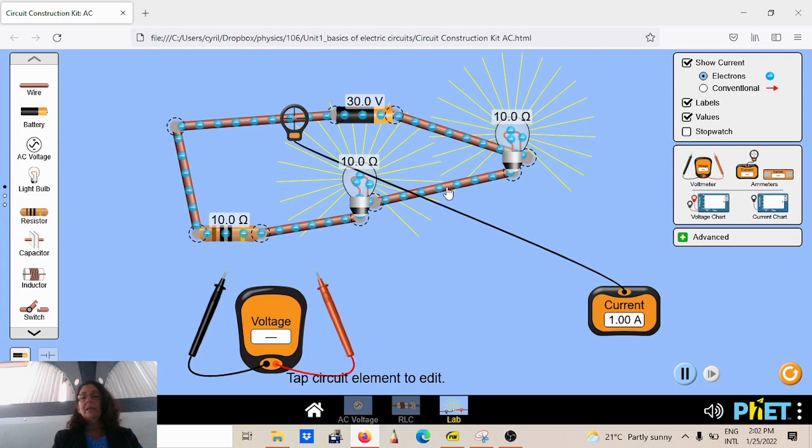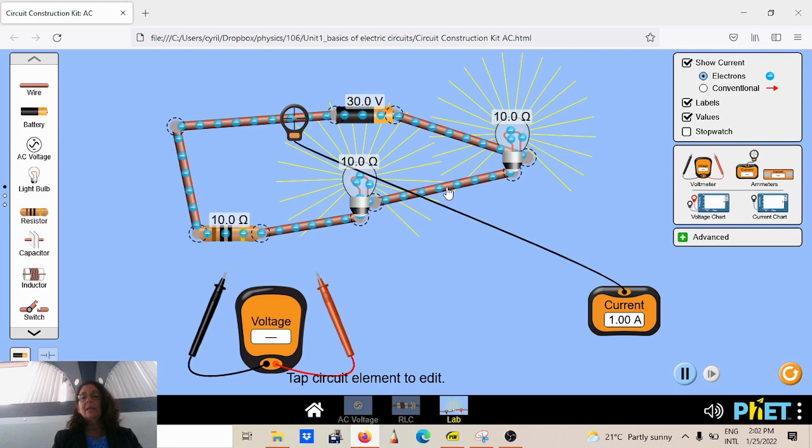I have to put it here. Oh, I'm looking here, of course. It's going to be 1 amp. And here, of course, it's going to be 1 amp. And here, it's going to be 1 amp everywhere.